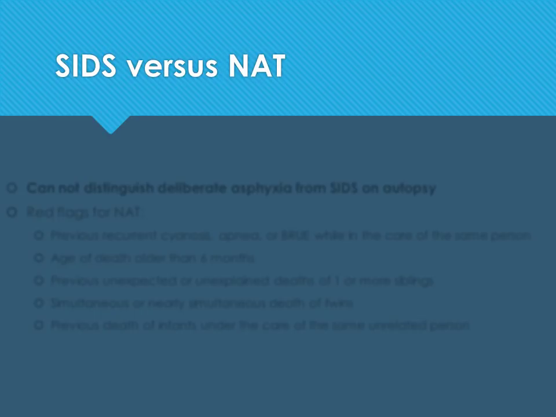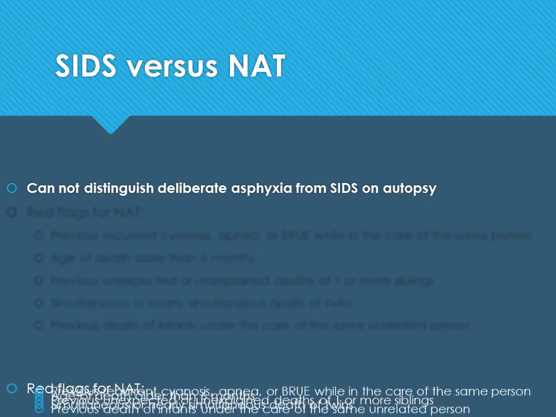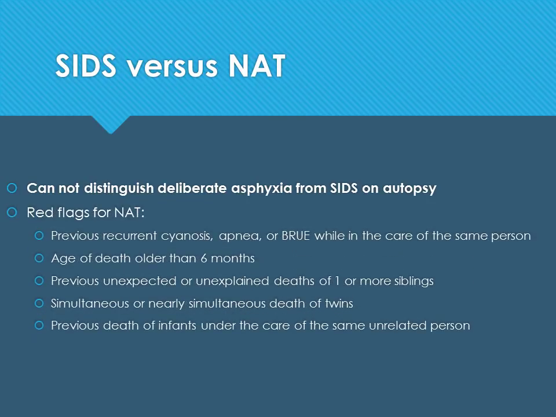When we're comparing sudden infant death syndrome to non-accidental trauma, it's really difficult, next to impossible, to distinguish deliberate asphyxia, meaning somebody suffocated the newborn or infant, from SIDS on autopsy. Red flags for non-accidental trauma, and you will get more teaching on this by me in your second year, is previous recurrent cyanosis, apnea, or BRUE while in the care of the same person, an age of death older than 6 months, right? So we tend to see SIDS much more commonly younger than 6 months.